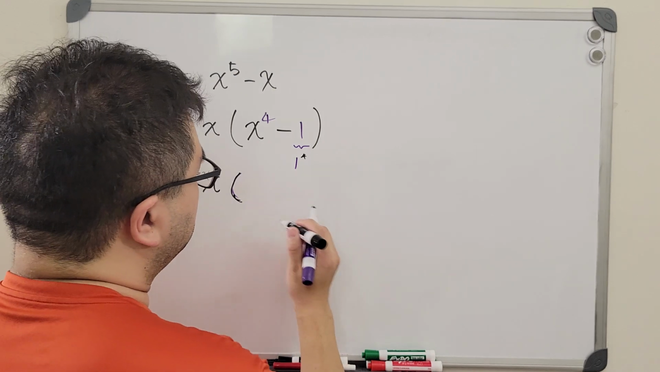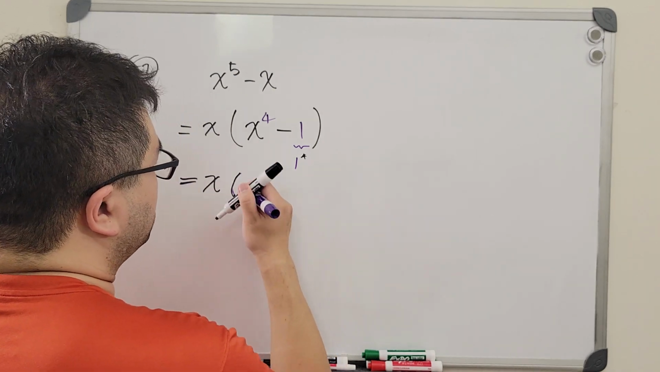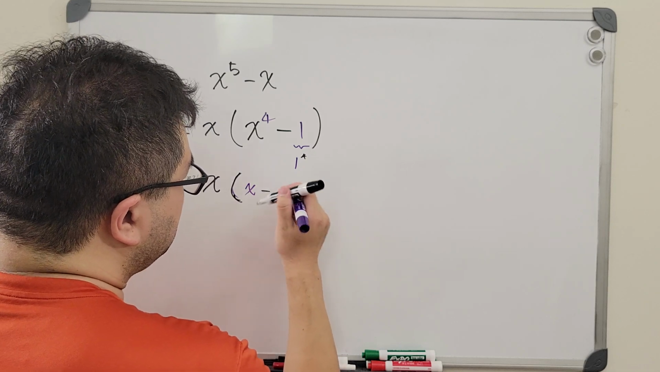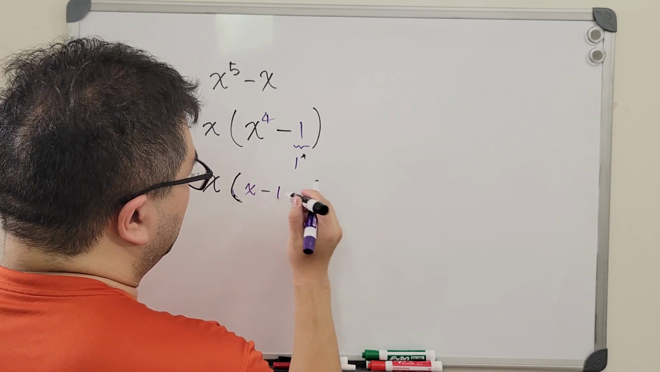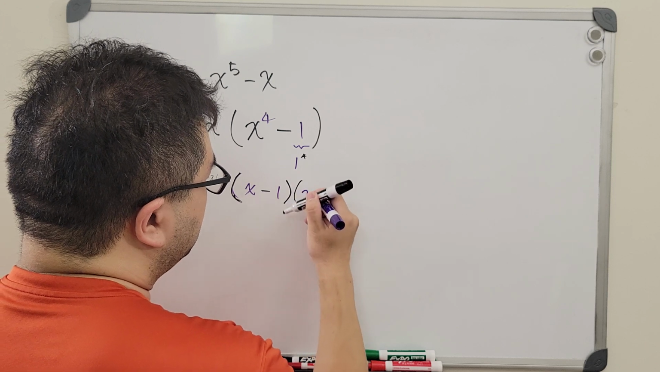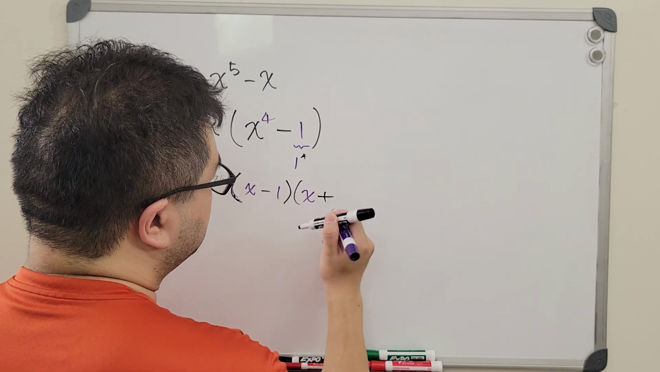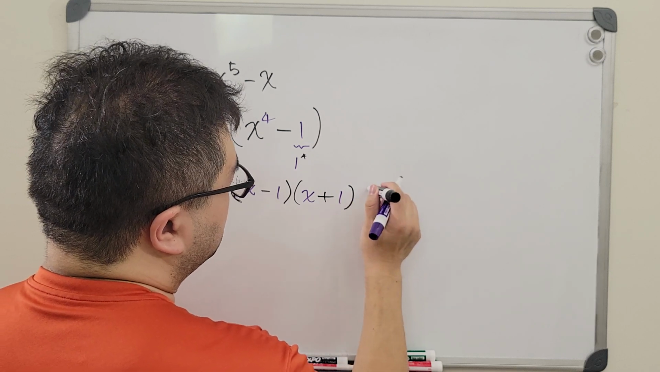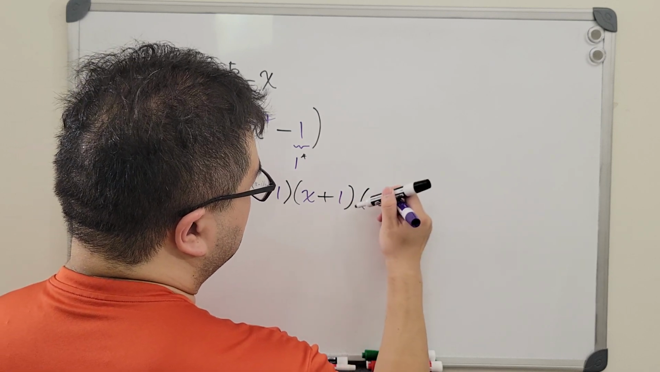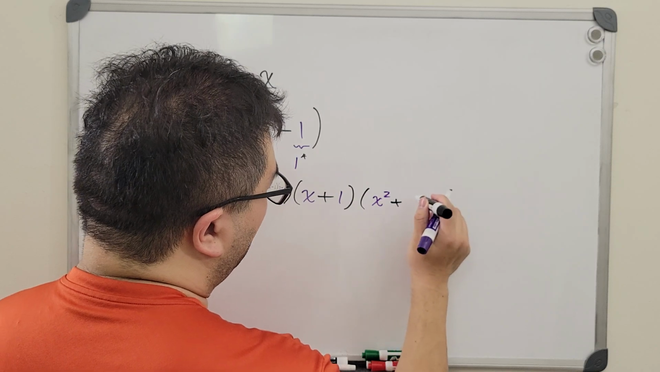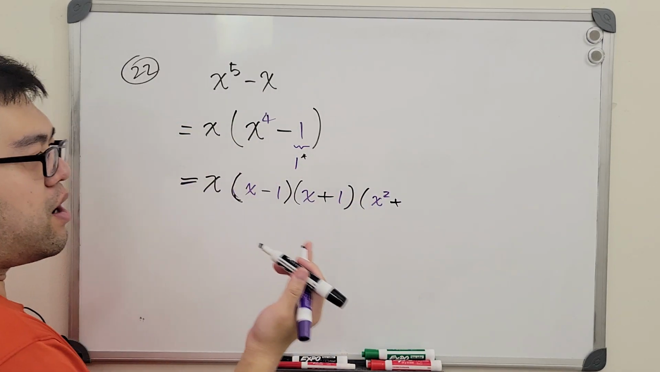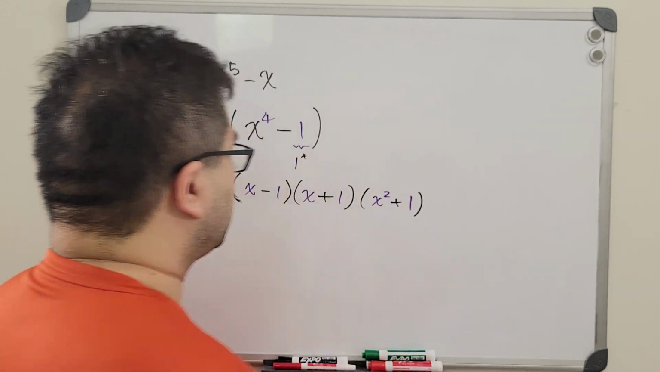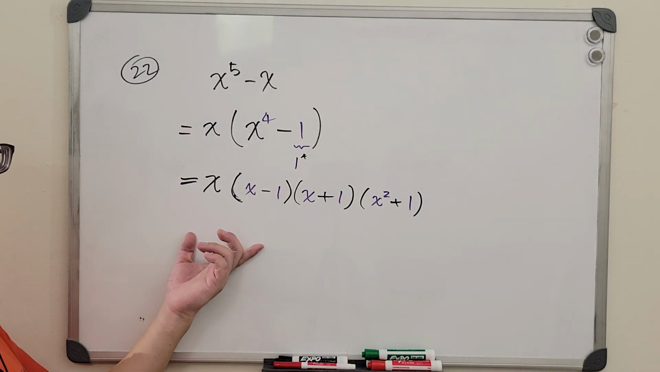This is all done in 2 steps. To get that, we have x minus y, in this case x minus 1, times x plus y, or x plus 1 in this case, times x squared plus y squared, where again our y is 1, so the square of it is still 1. And that will be the final answer of this problem.